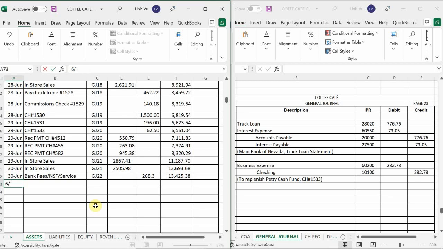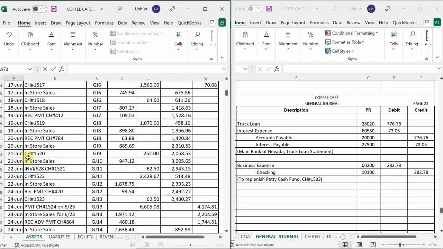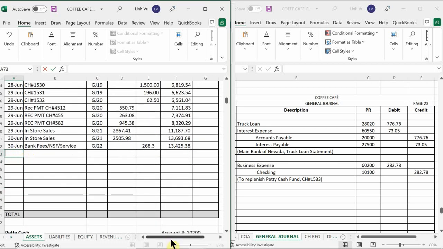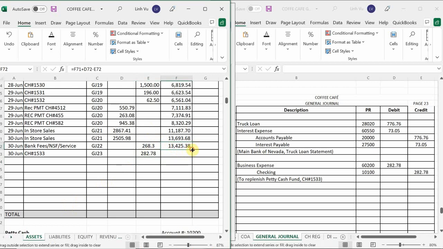Right? I should make sure I'm in the right account. Checking. Okay. Check number 1533. And I made a payment for $282.78. Okay. And therefore should drop my bank account down to $13,142.60. Okay.